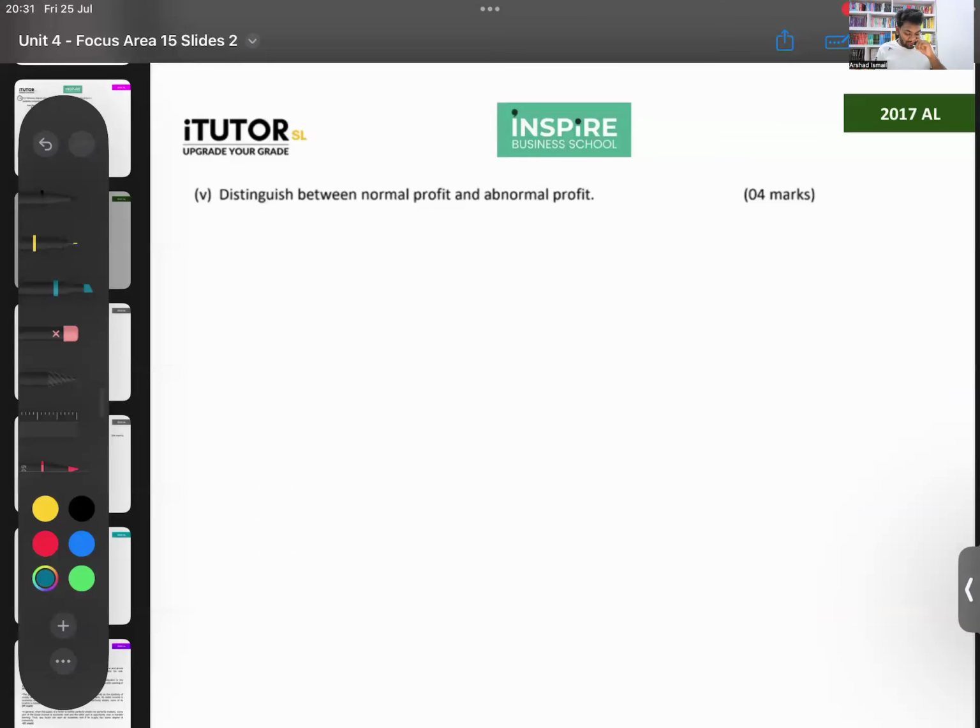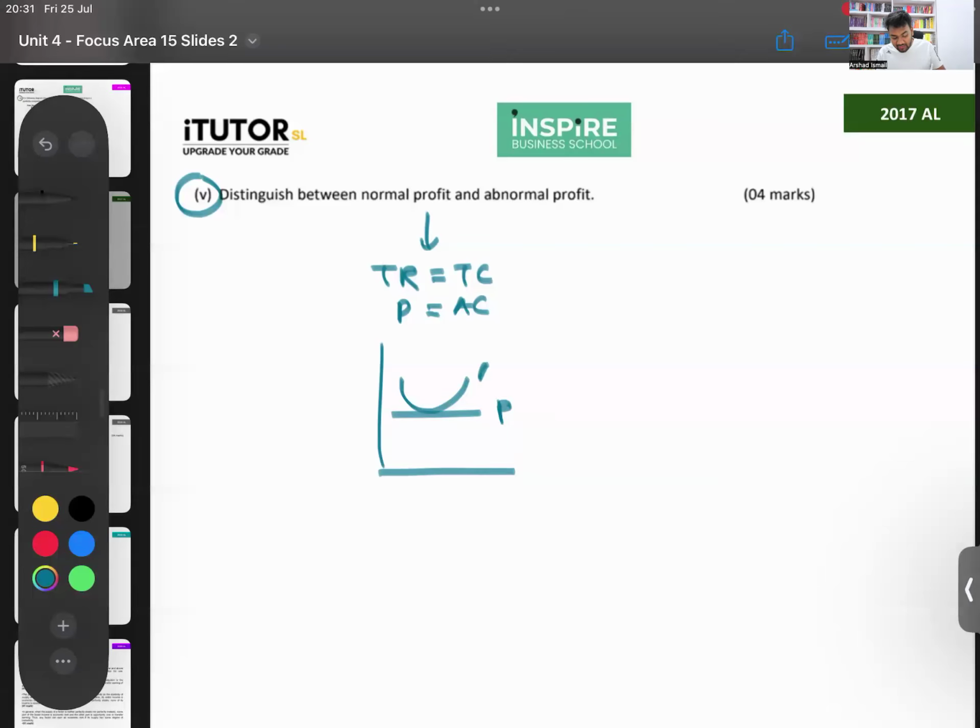Distinguish between normal profit and abnormal profit. Easy one. So what is a normal profit? A normal profit situation is where the total revenue is equal to total cost. That's what you call a normal profit situation. So if you want, you can even draw the diagram. That is a situation where the price will equal the average cost. So you can draw a diagram. This is the price. This is the average cost. This is your marginal cost. So this is a normal profit situation.